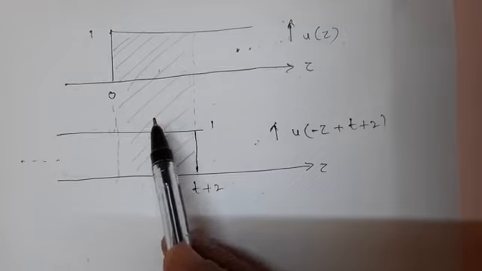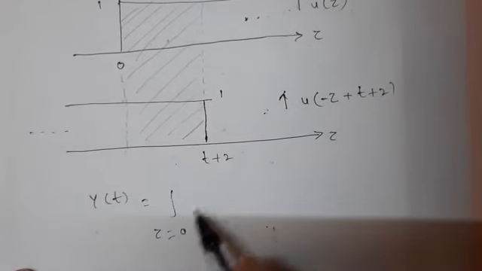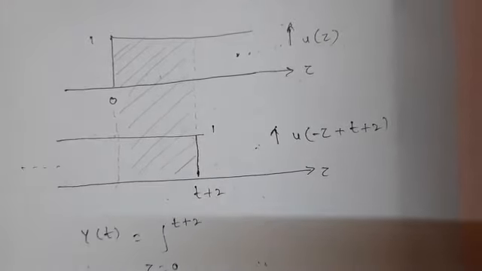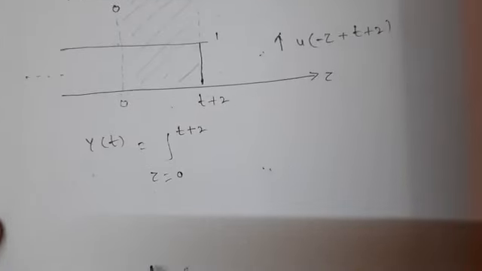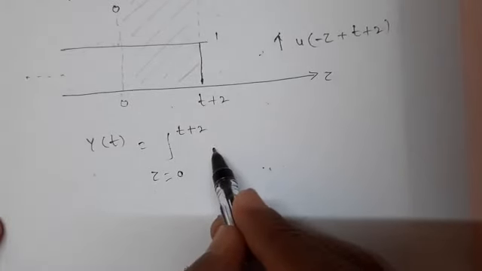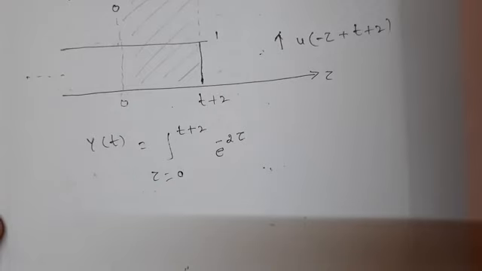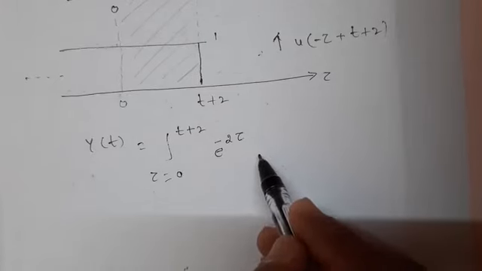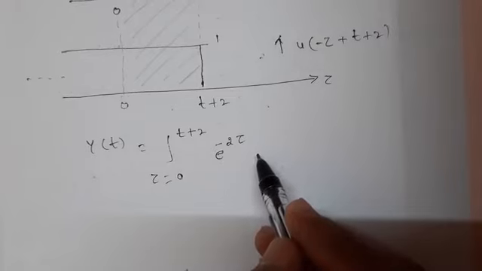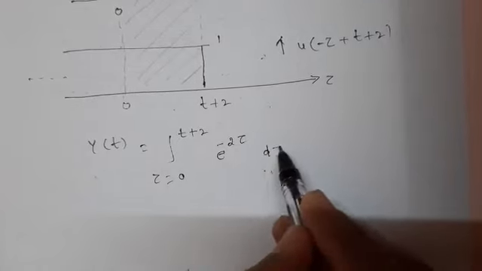So the only place where I get values for y of t is the integration with tau equal to 0 to t plus 2. This is your overlapping region. So what is the equation? You had got x of tau as e to the power minus 2 tau, am I right? And u of tau is 1, and the other equation is u of minus tau plus t plus 2, which is also 1. So u of tau into u of minus tau plus t plus 2, both are 1 into 1, 1 d tau.